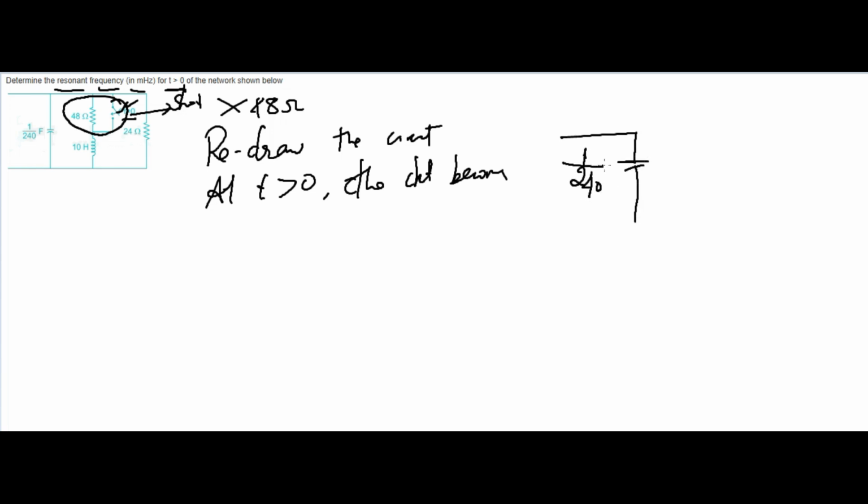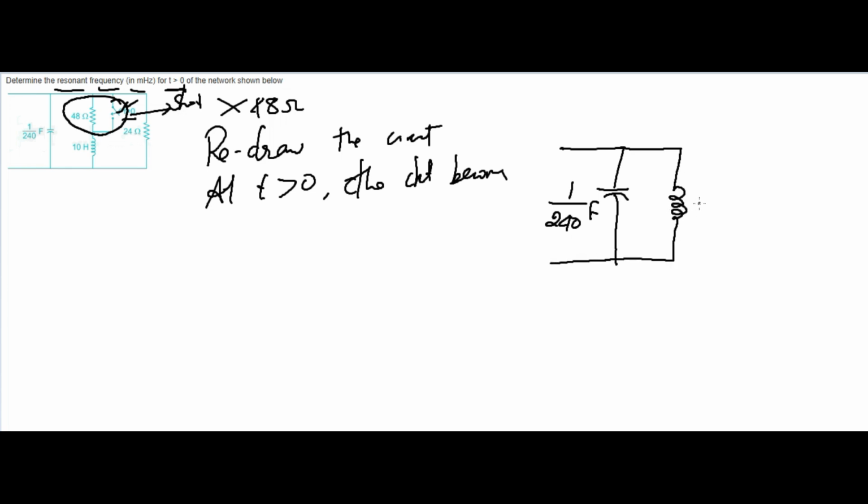1 divided by 240 F. Wait, just rub this off very clearly. So there will be the small capacitance here, 1 divided by 240 F. And no need of the 48 ohm, and you can directly have this inductor here. This inductor is going to be 10 H, and after that you just have this 24 ohm load. So this one you can just draw and have the 24 ohm. This is the circuit form.